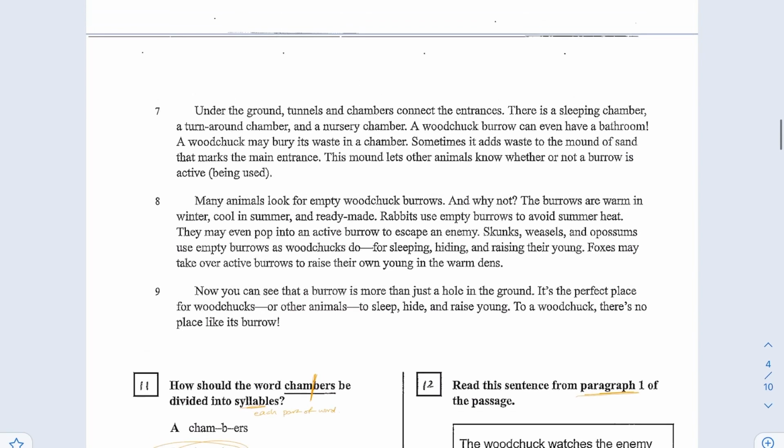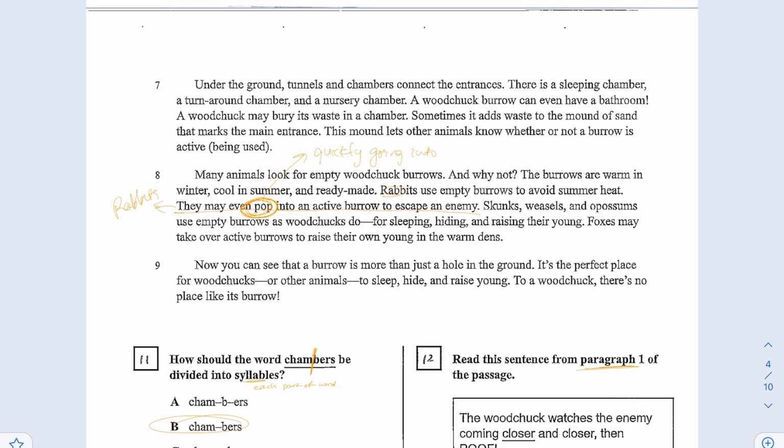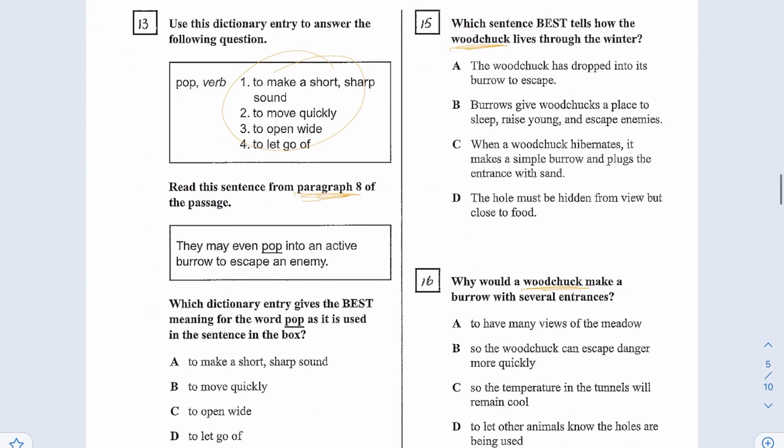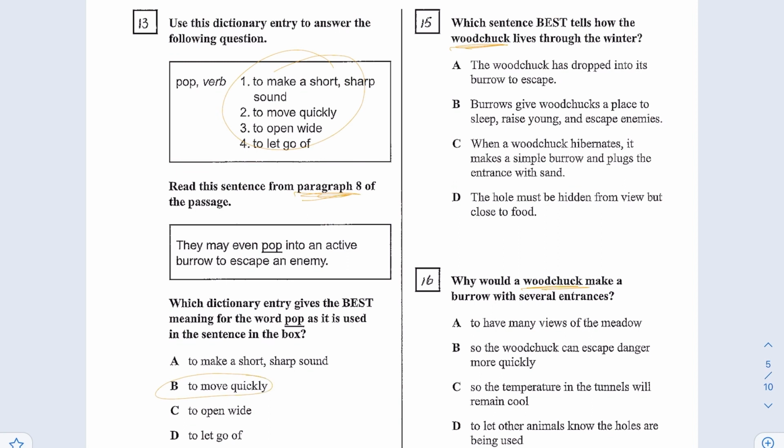So let's go back and refer to paragraph 8. Here, "they" refers to the rabbits. The rabbits may even pop into a burrow to escape an enemy. So when you're popping into a burrow, that means that you're quickly going into this burrow. So if a rabbit's trying to escape from a fox, it's going to hop in or pop in to a burrow just temporarily. So here it means choice B, to move quickly. So you're just popping in and out. That means you're quickly going in and quickly going out. So that's choice B.